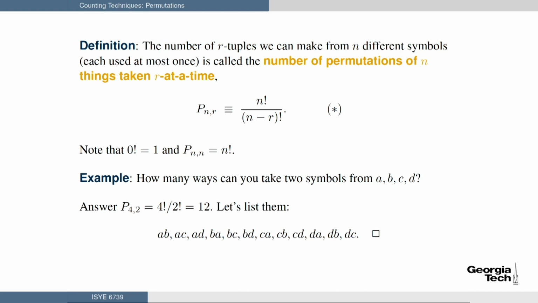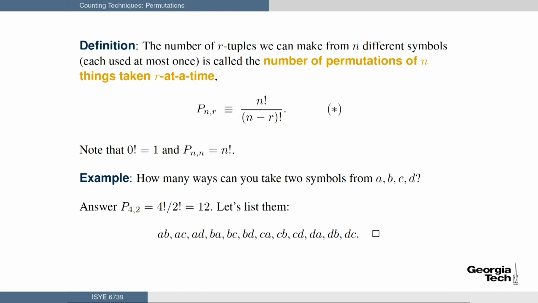over to DC. Notice that AB does not equal BA in my list because I'm looking at 2-tuples, in which case AB is not the same as BA. So by looking at these 2-tuples, it's essentially saying that I care about the order of the symbols. That'll be a theme that recurs throughout.